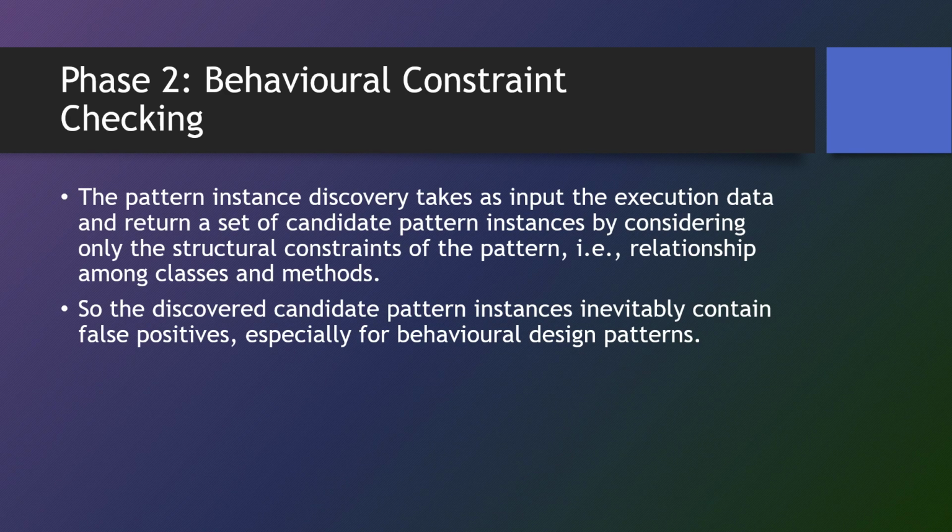Phase 2. Behavioral constraint checking. The pattern instance discovery takes as input the execution data and returns a set of candidate pattern instances by considering only the structural constraints of the pattern, for example relationships among classes and methods. So the discovered candidate pattern instances inevitably contain false positives, especially for behavioral design patterns.